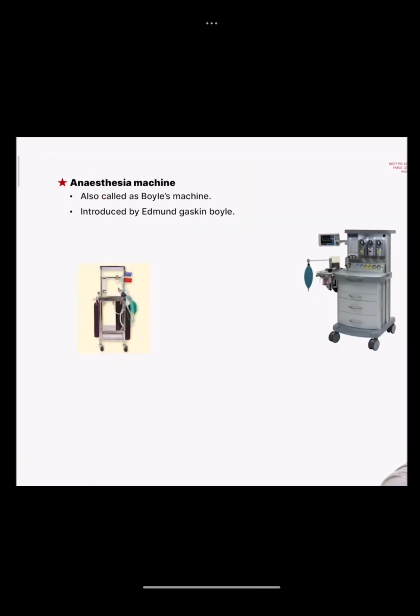Now next, coming to the anesthesia machine. Anesthesia machine or anesthesia workstation. It is also called Boyle's machine, as it was introduced by Edmund Gaskin Boyle in the year 1970. Not that important, but this Boyle's machine has different parts. It is divided into three systems: high pressure, intermediate pressure, and low pressure system.